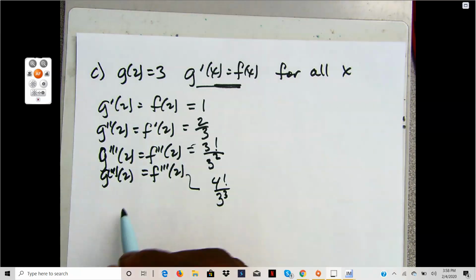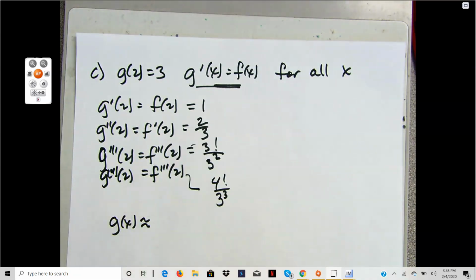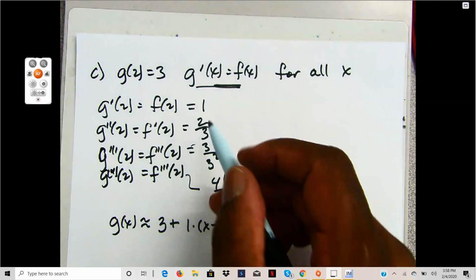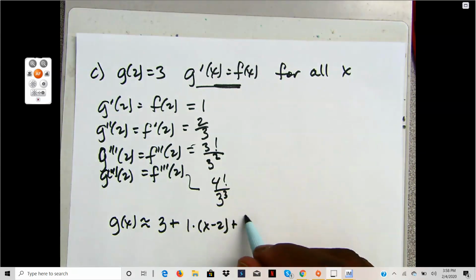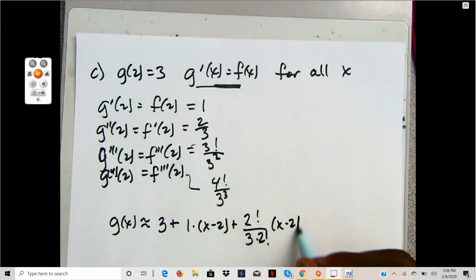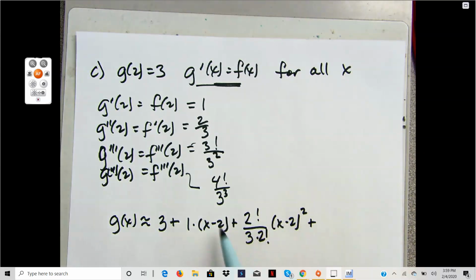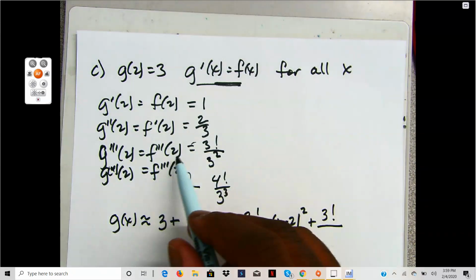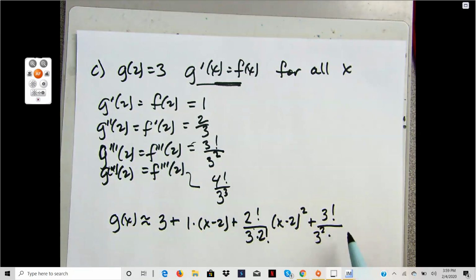Okay, so g of x is going to be equal to, okay, so g of 2 is 3, plus g prime of 2, which is 1, times x minus 2, plus g double prime of 2, which is 2 factorial over 3, times 2 factorial times x minus 2 squared, plus, so our next term, so this is g of 2, g prime of 2, g double prime of 2, g triple prime of 2 will be 3 factorial over 3 squared times 3 factorial times x minus 2 to the third.